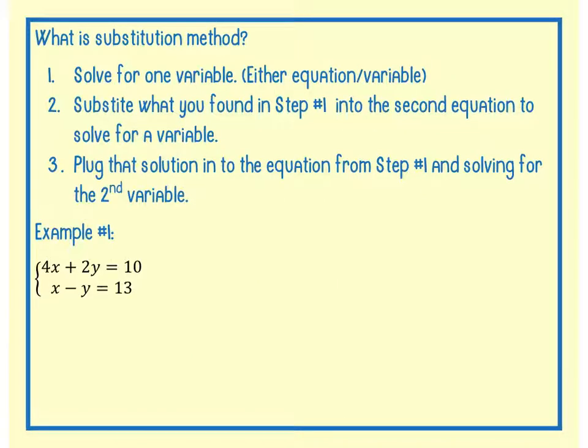So what is the substitution method? Substitution method is a method where we're going to try to solve for one variable first. We're going to take whatever we find and substitute it back into the other equation. And when we do that, we'll be able to solve for one of the variables. And after we solve for one of the variables, we take that solution and we plug it into the second equation.